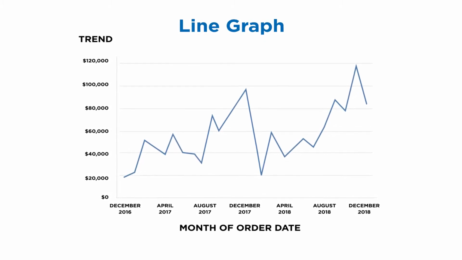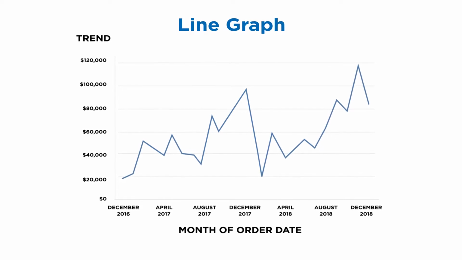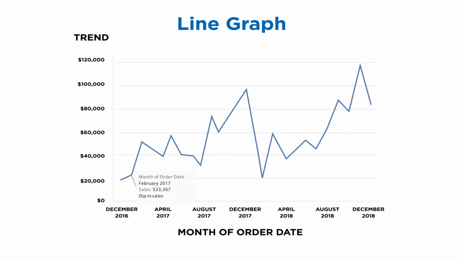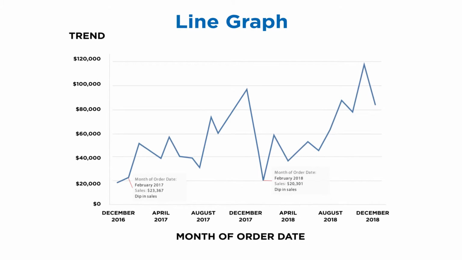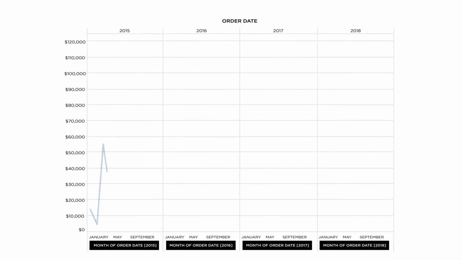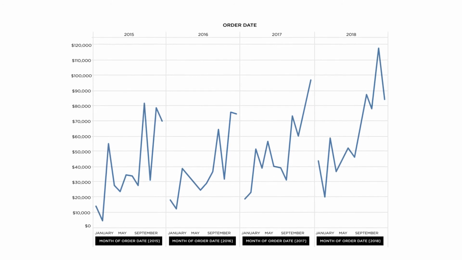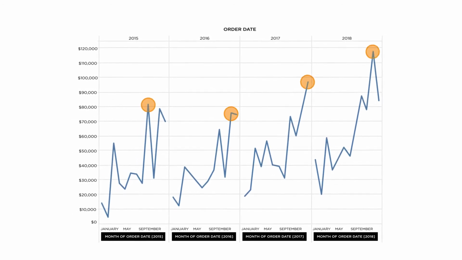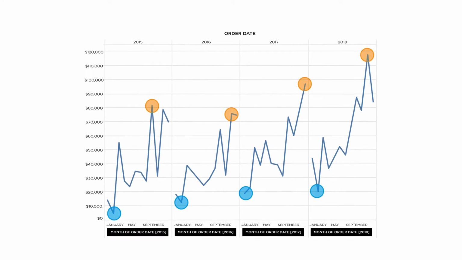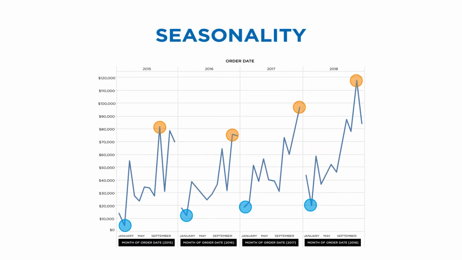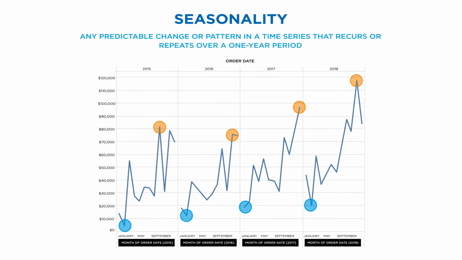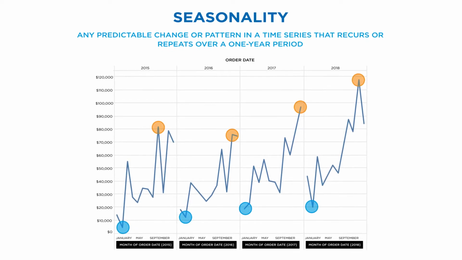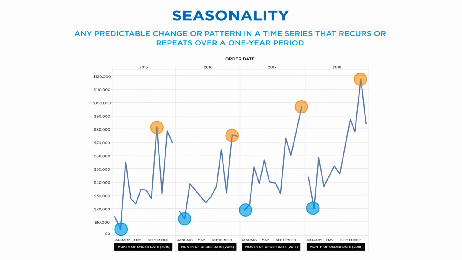The current graph shows an increasing trend overall, but there is a dip in sales for the month of February, which might indicate presence of seasonality. You can further look through the historical data to confirm the same. Looking at the historical graph, you can see that the same pattern, that is, monthly peaks and dips, is repeated every year. This is called seasonality and is defined as any predictable change or pattern in a time series that recurs or repeats over a one-year period. This is an important business observation and can help us leverage low and high selling months.